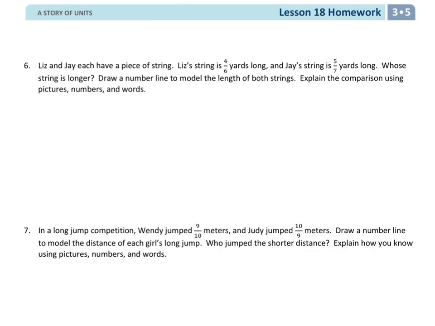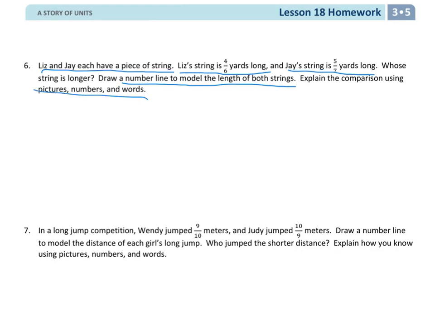So on page 2, we're going to do a couple of drawings here and figure out who has a longer piece of string. So Liz and Jay each have a piece of string. Liz's string is 4/6 yards long. Jay's string is 5/7 yards long. So already we know that we're talking about yards. Whose string is longer? Draw a number line to model the length of both strings. Explain the comparison using pictures, numbers, and words.